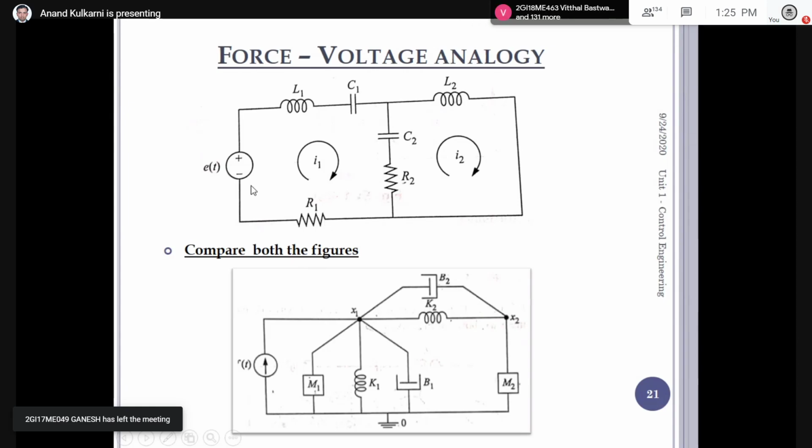So how many terms? 1, 2, 3, 4, 5, 6. So there are 6 terms corresponding to node 2, and there are 3 terms, 1, 2, 3. So this is for node 2, and this is for node 1. For node 1 there are 6 terms, 1, 2, 3, 4, 5, 6, and corresponding to node 3 there are 3 terms, 1, 2, and 3. So this is the thing for the force voltage analogy.